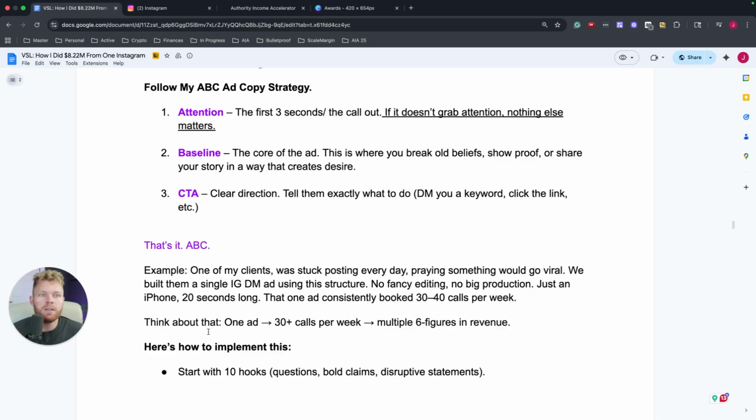So what we did is we built them a single IG DM ad using the ABC structure I showed you right here. We wrote out the script and everything, no fancy editing, no big production. All they were required to do was take their iPhone, memorize the script, and read it as they're walking around. It's 20 seconds long. That's it. That one ad consistently books them 30 to 40 calls per week now. And the best part is they haven't touched it in over 3 months. Think about that. One ad, 30 plus calls per week, multiple 6 figures, not just in revenue, but in cash.